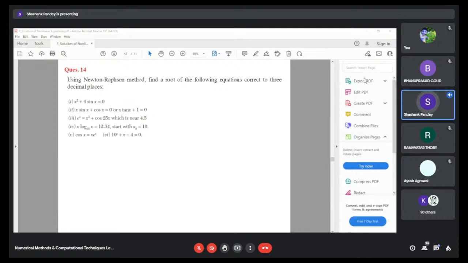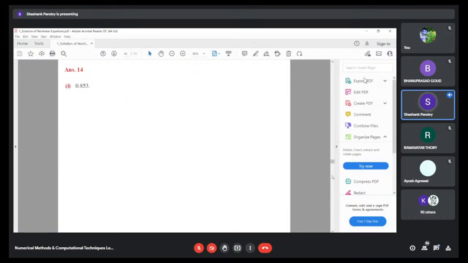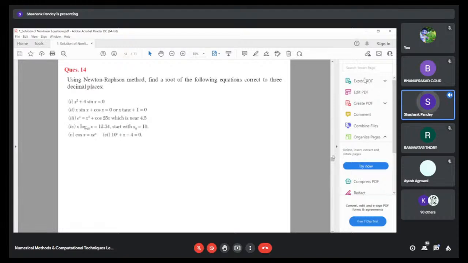Okay, so nobody gave the answer for this first part. The answer for this problem is 0.853.